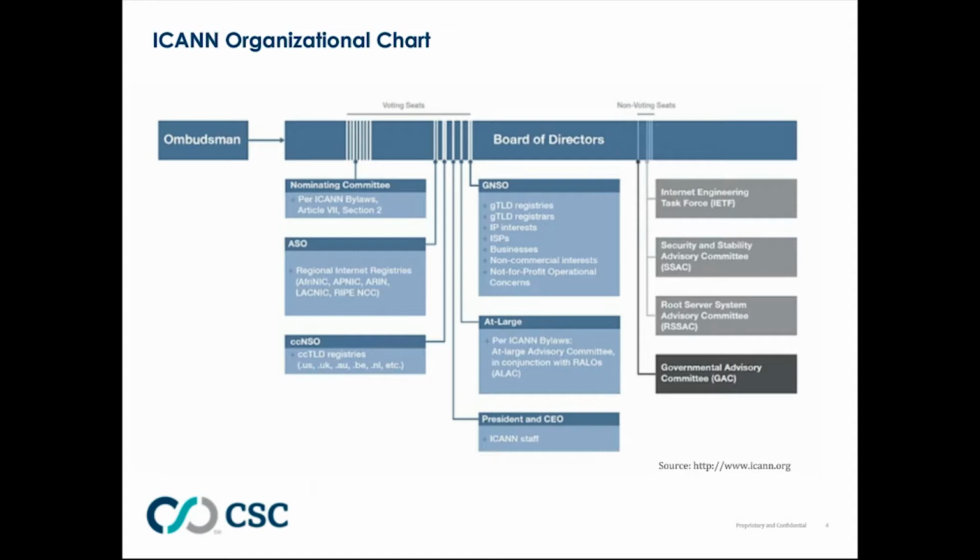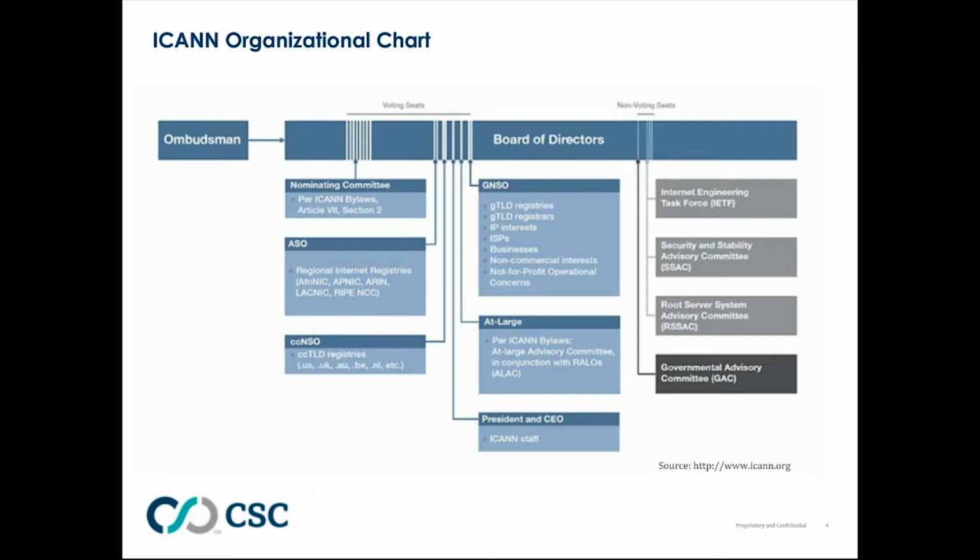I know that is a mouthful, but it really is made up of a very diverse population. So in the top darker blue bar, you'll see the board of directors, ICANN staff, the ombudsman, and then those lighter blue boxes are different supporting organizations representing different areas of the community. And then all the way to the right, you'll see a series of gray and dark gray boxes, and those are different advisory committees, typically made up of either technical or governmental officials.